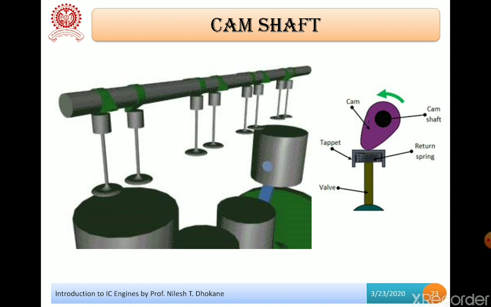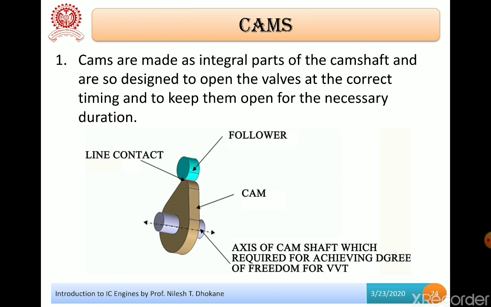On the right hand side diagram, the magnified image, you can see when this cam rotates along with the camshaft, at some point of time the valve will open, and in the next part of the rotation, due to the return spring, as it is spring loaded, it will regain its original position, that is, it will close. During the suction stroke the inlet valve opens, and during the exhaust stroke the exhaust valve will open. So this is the function of the camshaft.